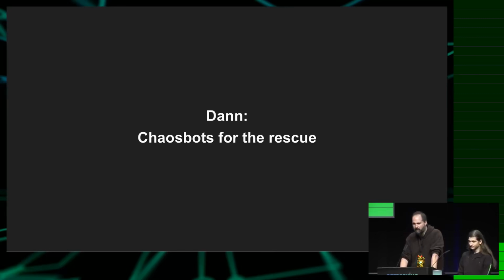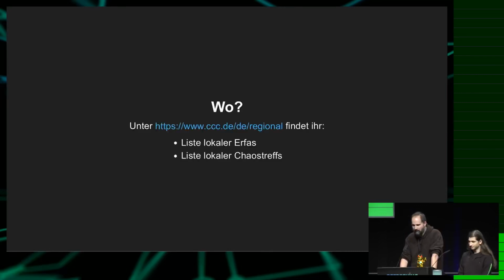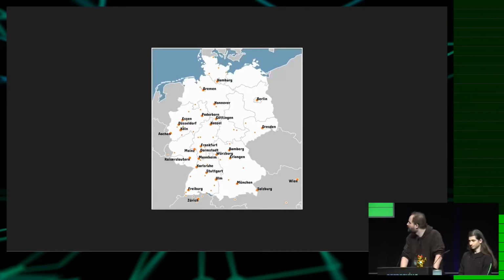So, das Bot steht nicht für Roboter, sondern eigentlich für Botschafter. So, und was macht man da? Wo kriegt man die her? Wie findet man die? Da gibt es so diese CCC-Seite, die heißt regional. Und da findet man eine Liste der lokalen RFAs und der entsprechenden Chaos-Treffs. Und das sieht im Moment so aus.